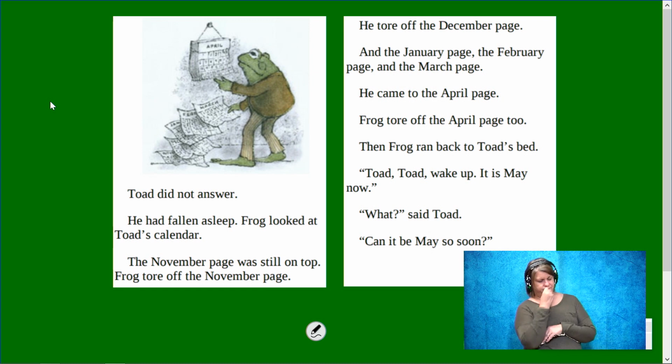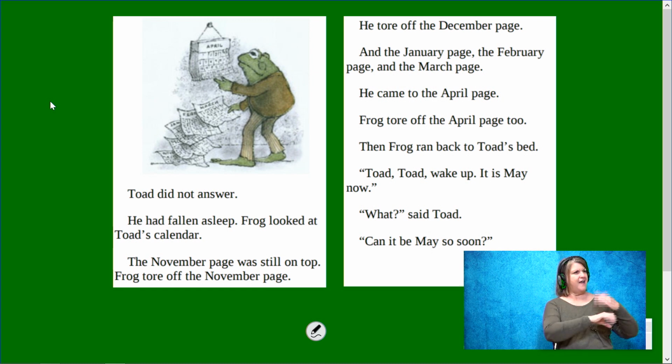Frog looked at Toad's calendar. The November page was still on top. Frog tore off the November page. He tore off the December page and the January page, the February page, and the March page. He came to the April page. Frog tore off the April page too. Then Frog ran back to Toad's bed.